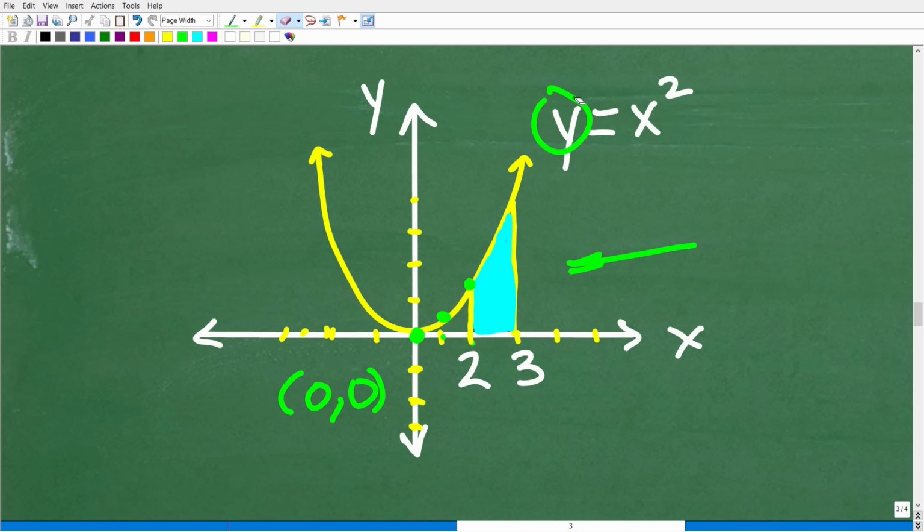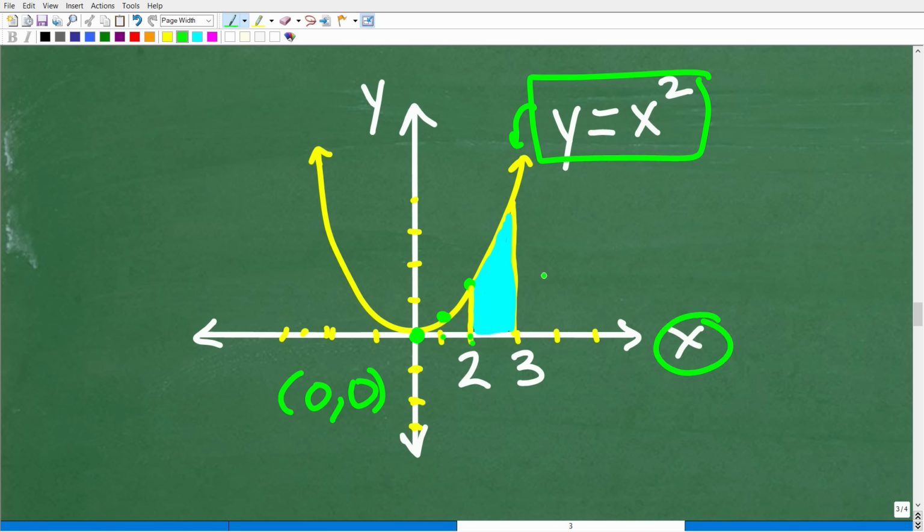Okay, so here is where we're at. Y equals x squared is the equation that describes this curve, and we want to find the area underneath this curve bounded by the x-axis. In other words, this shape right here. We want to find the area of this shape. We already discussed how we could construct some rectangles to figure this out, but we're going to use calculus now to figure out the area underneath this curve from 2 to 3 on the x-axis.